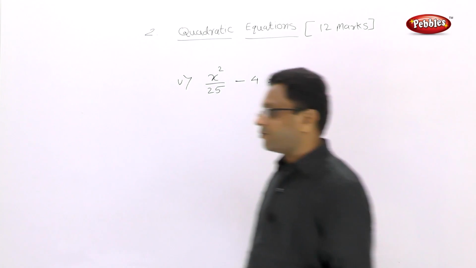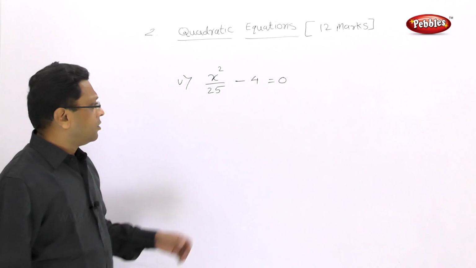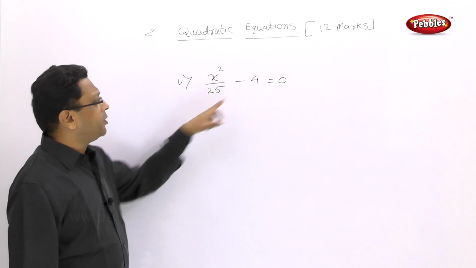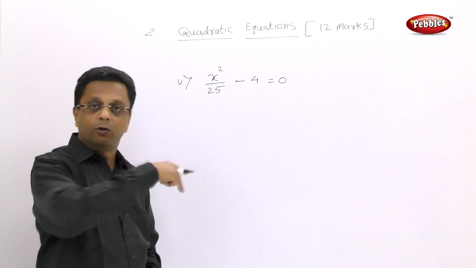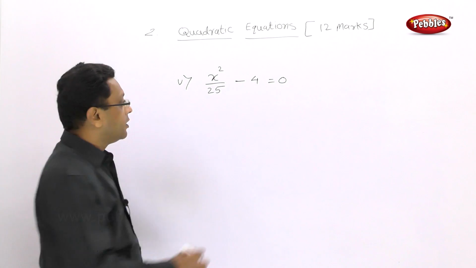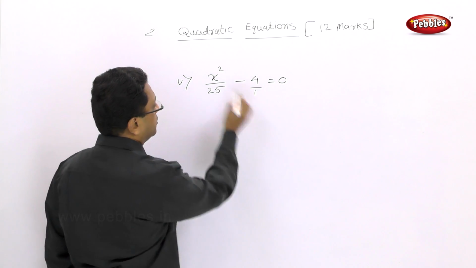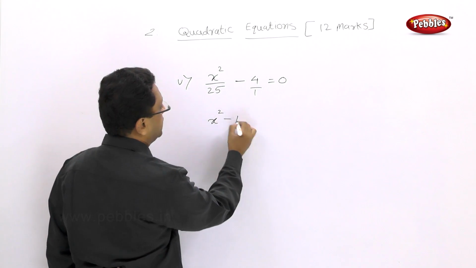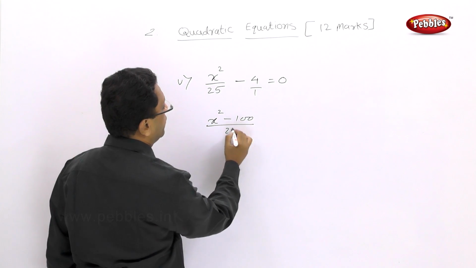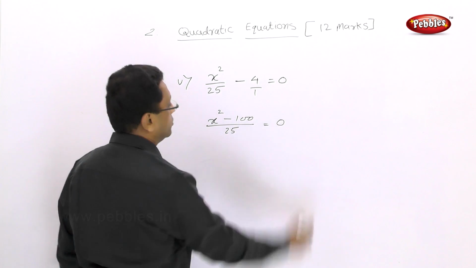Let us see the first thing. You can say that this is just like a upon b minus c upon d, and you can do cross multiplication. Like you will do something like this: x square minus 100 upon 25 equal to 0.